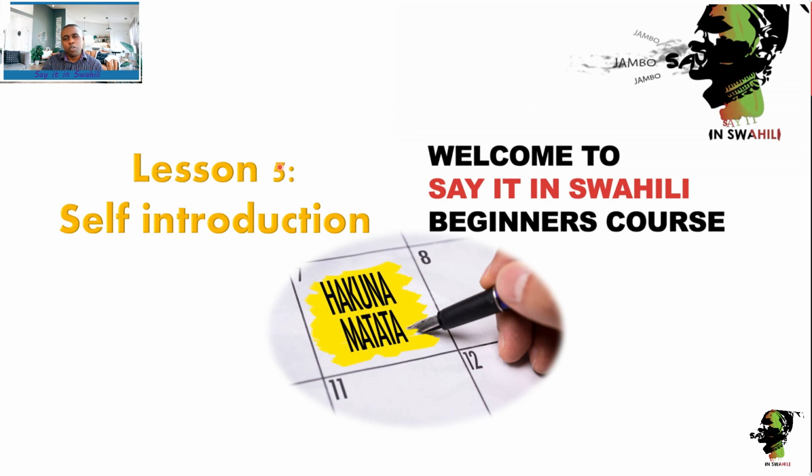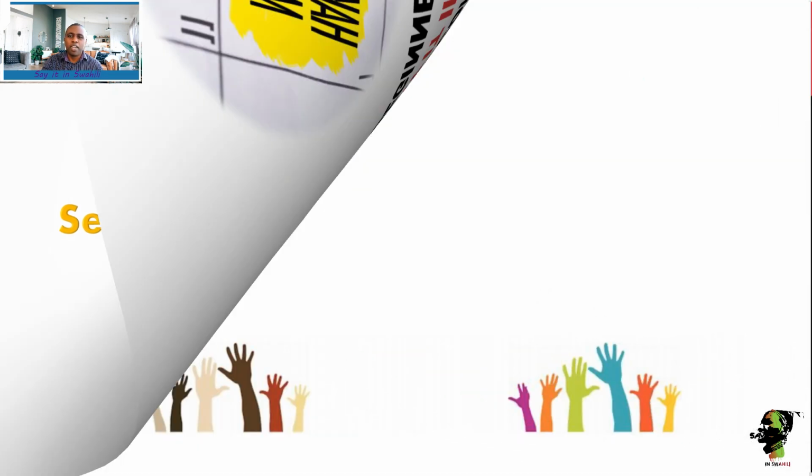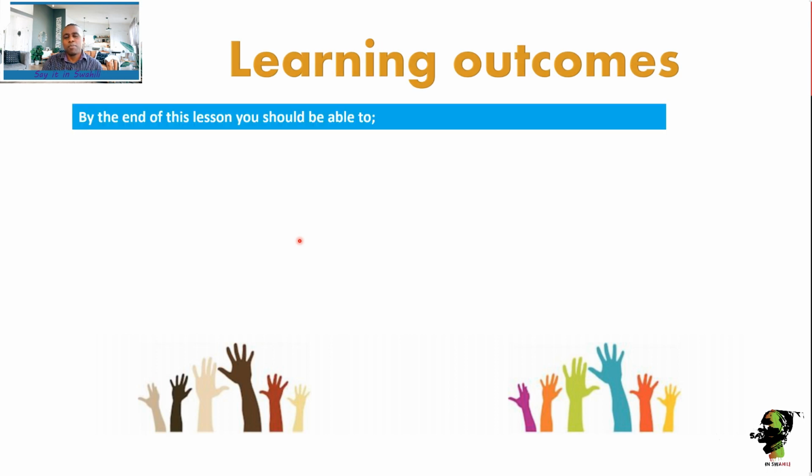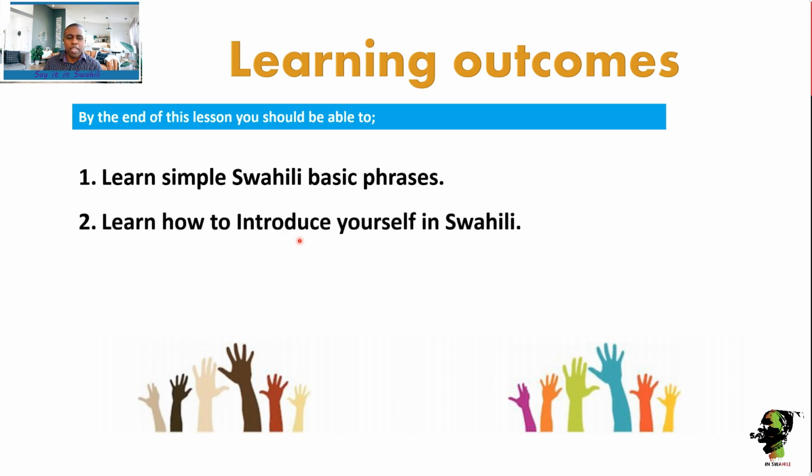And in this lesson, we're going to be covering the major learning outcome of self-introduction dialogues. But before that, let's look at our other key learning outcomes. By the end of this lesson, number 1, you should be able to use some simple Swahili basic phrases such as thank you, bye-bye, we'll see each other later. Number 2, you should be able to learn how to introduce yourself in Kiswahili easily. What's your name? My name is, and use some simple Swahili dialogues. So these are our 3 key learning outcomes for this lesson 5.